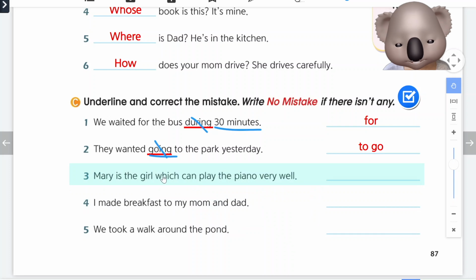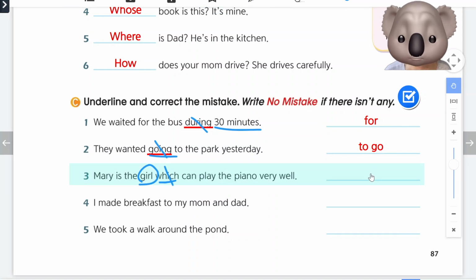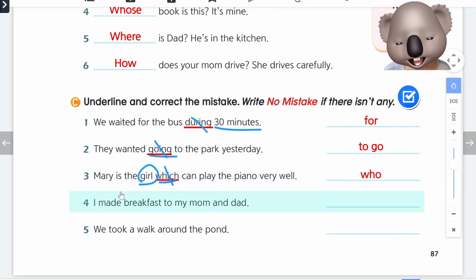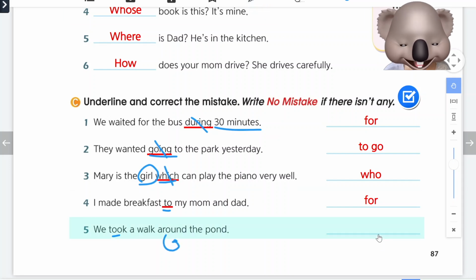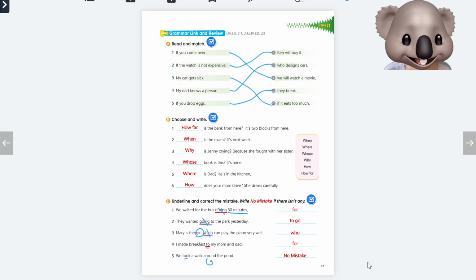Number 3, Mary is the girl which can play the piano very well. Girl, but which is for animals or things. 그럼 which를 없애지고 대신에 누구? Who. Number 4, I made breakfast to my mom and dad. 엄마한테, 아빠한테? 아니잖아. 엄마, 아빠 위해서 to가 아니라 for my mom and dad. Number 5, we took a walk around the pond. We took a walk around the pond. 다 맞네. No mistake.